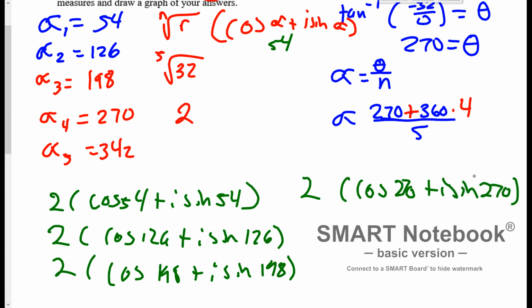If it wanted rectangular form, then I would have to type in cosine of 54 and see what that decimal is, and then do sine of 54, see what that decimal is, and then multiply each decimal by my r, the nth root. Okay, and the last one, cosine of 342 plus i sine of 342. Okay, and so there are all the fifth roots of that. So this one's the more complicated one.